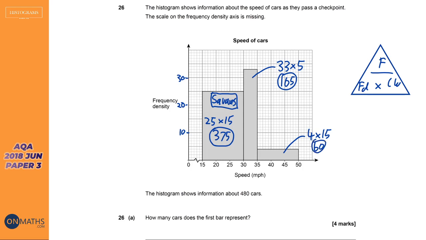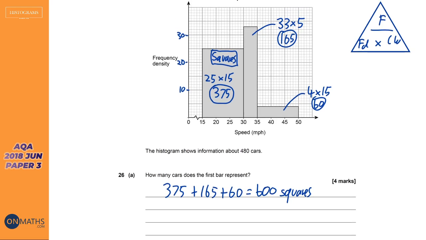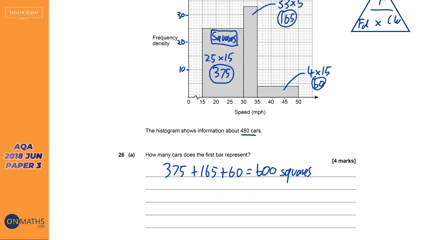So now we know the amount of squares in each box, in each bar, I should say. We can work out the total amount of squares. So 375 plus 165 plus 60. So 165, 375 is 600. So 600 small squares. And I think the fact that there's 600 of them is showing that we're talking about the small squares. Maybe I would write small squares because I know the other method is to count the big squares.